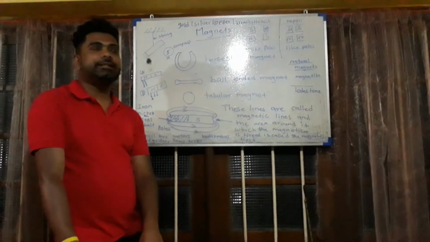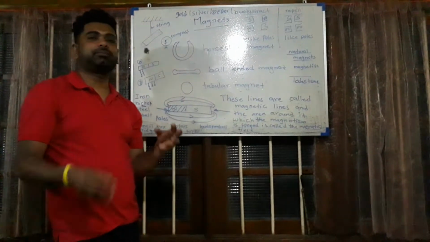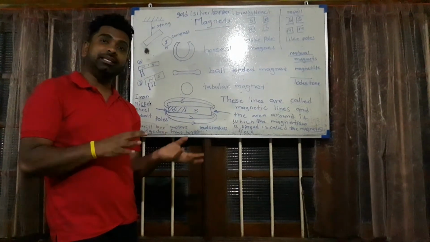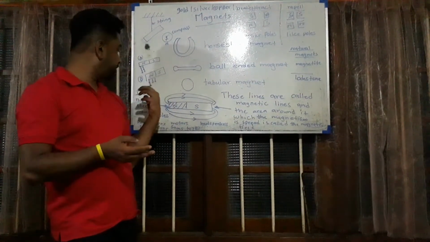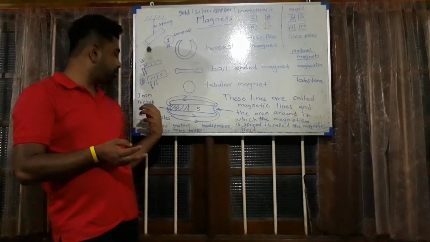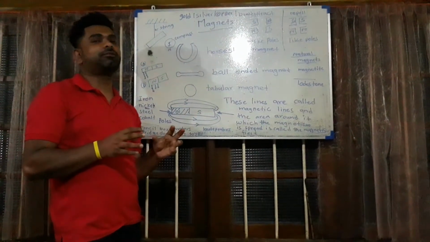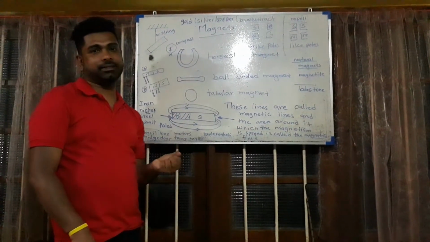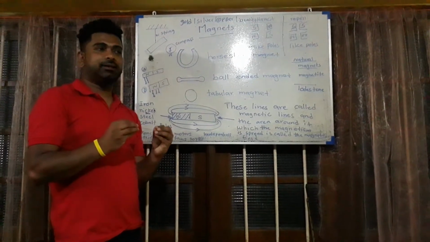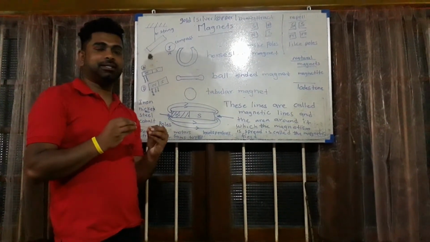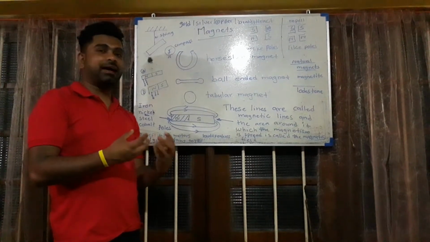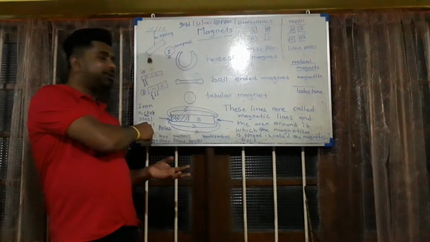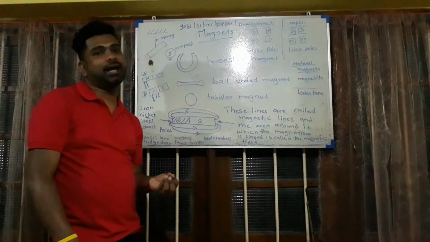So children, magnets mean some special materials or substances to which iron, nickel, steel, cobalt or a mixture of them, which we call alloys, will get attracted. So this magnet has a very special ability. To those magnets, some iron and these special kinds of things will get attracted.